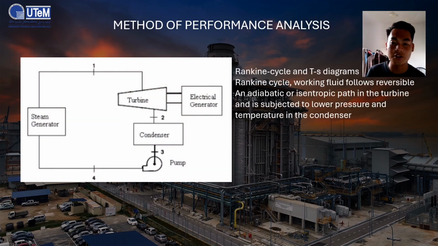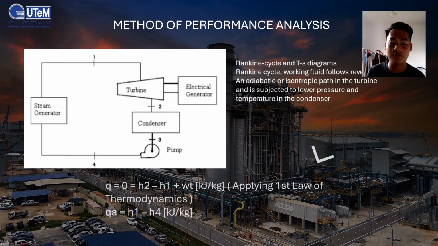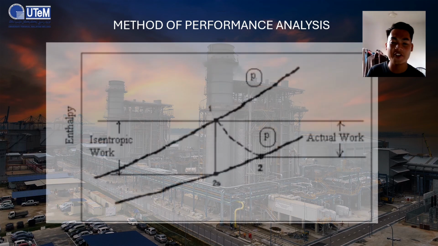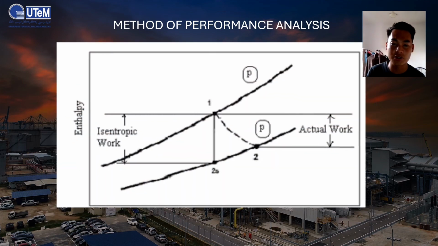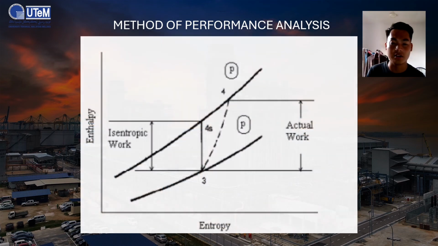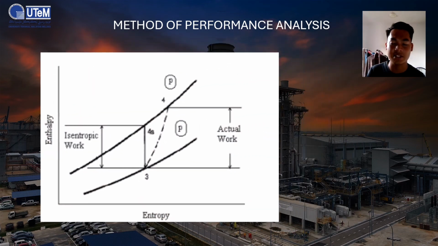In the Rankine cycle, the working fluid follows a reversible and adiabatic, or isentropic, path in the turbine and is subjected to lower pressure and temperature in the condenser. There are two equations here for this figure, and then figure 4 is turbine efficiency. There are two equations for figure 4, and then figure 5 is pump efficiency. There are two equations for pump efficiency and one equation for the Rankine reheat cycle.